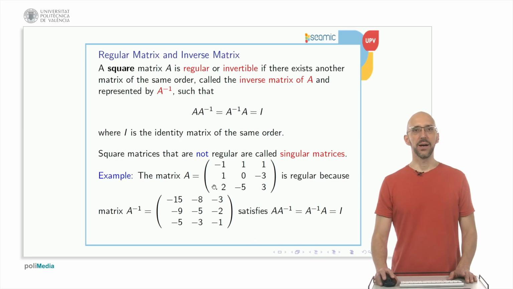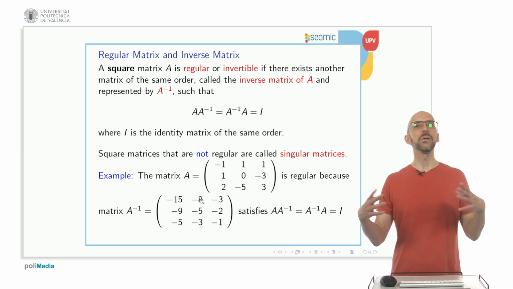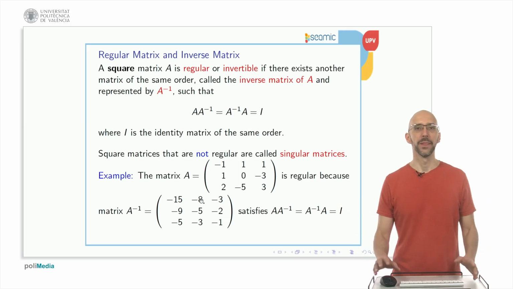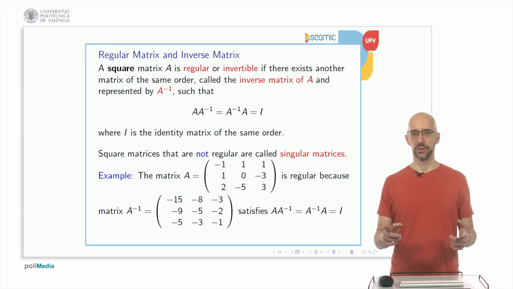Examples. I have this matrix. This matrix is regular. It has an inverse because this matrix, calculated, you don't know how, verifies that if you multiply this matrix times this matrix, you obtain the identity matrix. Do you want to check it? Do it.